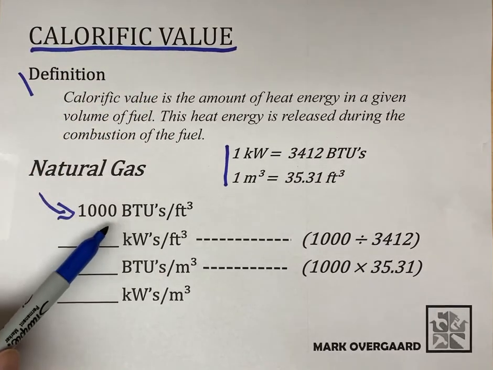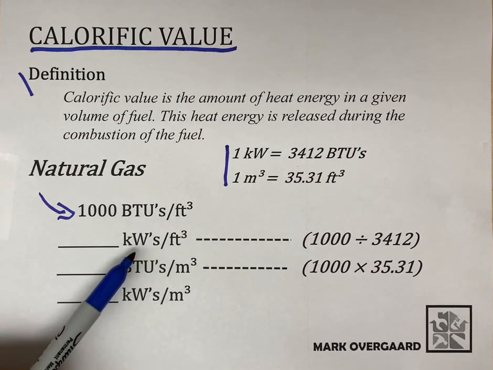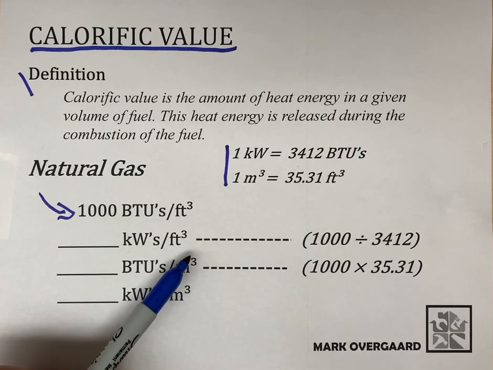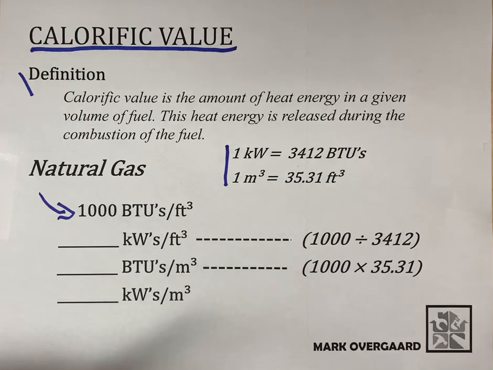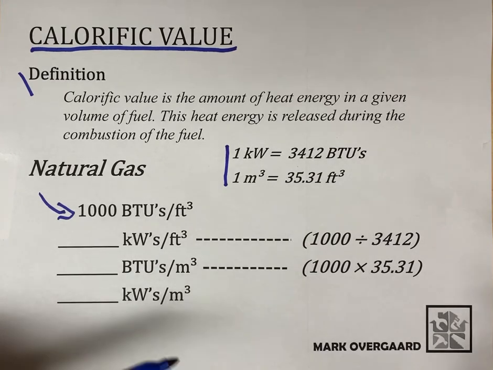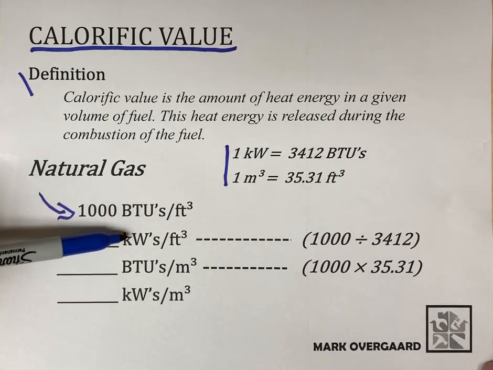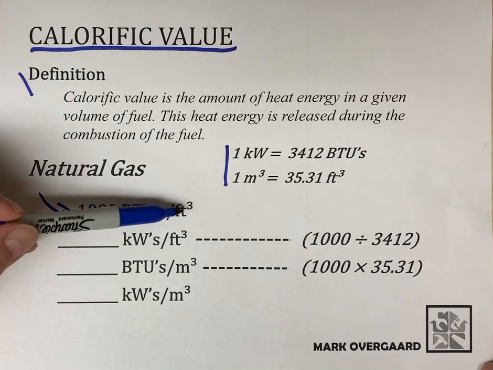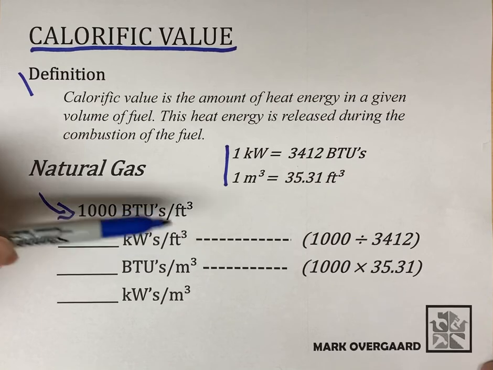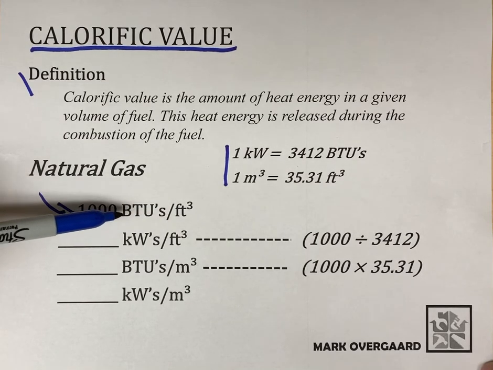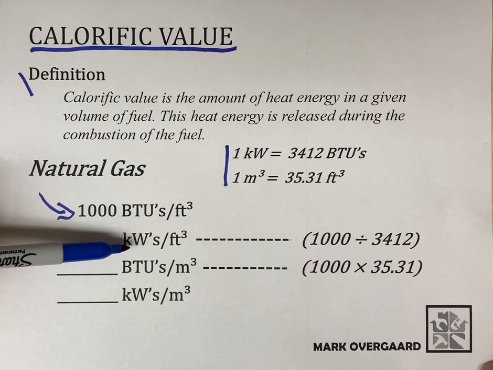We're going to start here, 1,000 BTUs per cubic foot, and say, okay, how many kilowatts per cubic foot is that? What you'll notice is there are two different parts. One is the heat energy, and the other is the volume. Sometimes you're going to change the heat energy, sometimes you're going to change the volume, and sometimes you're going to change both. In this case, the heat energy is changing from BTUs to kilowatts, but the volume is going to stay the exact same. So realistically, all we're doing is saying 1,000 BTUs, how many kilowatts is that?